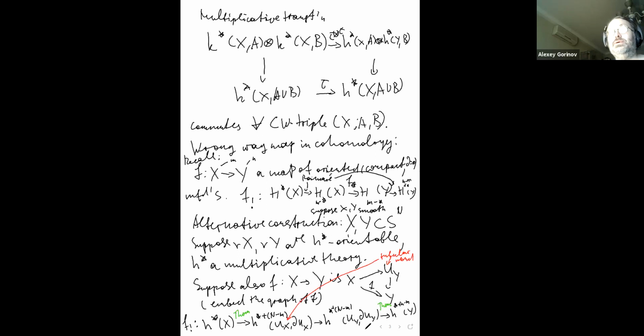Well, let's look at this map in more detail. In other words, we have a map from one Thom space to, or at least on the level of cohomology, from one Thom space to the other.